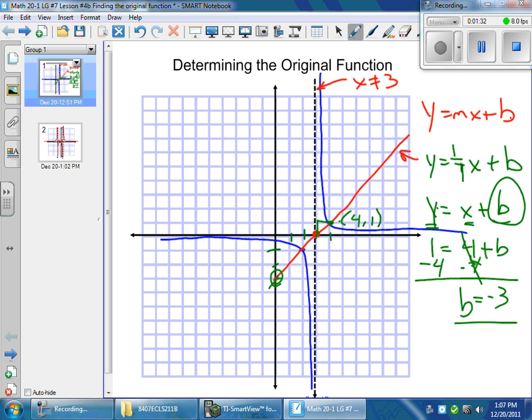There's your equation. y equals a slope of 1 over 1, rise over run of 1 over 1, which is x, and your b, which is minus 3. There's the original equation. That's how it works. So lines are really, really easy to figure out the original equations on. Let's go to this one.